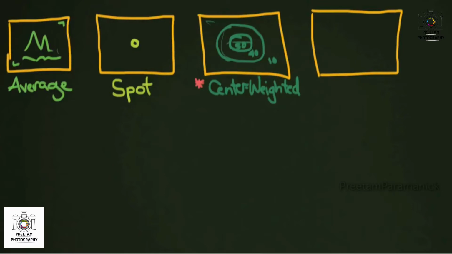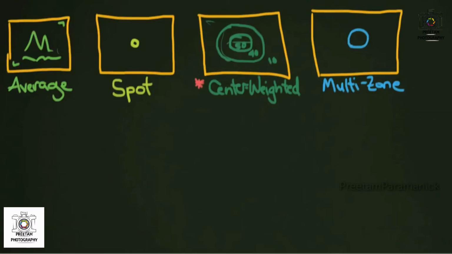Now the last one, there are lots of different names for it out there. I'm just going to call it the multi-zone, because that's the corporate way of saying it. Every company has its own way of creating these advanced metering systems that are coming out today, which are often a combination of a center-weighted and an average.